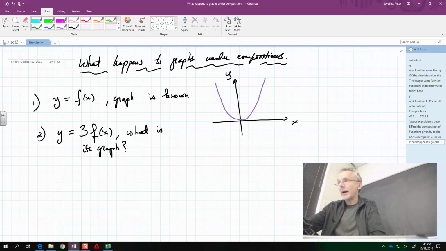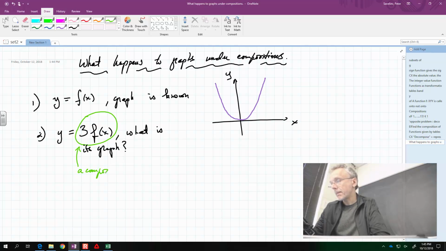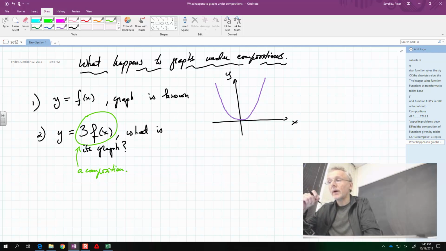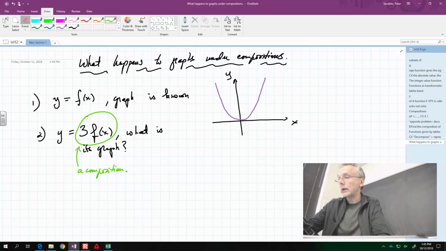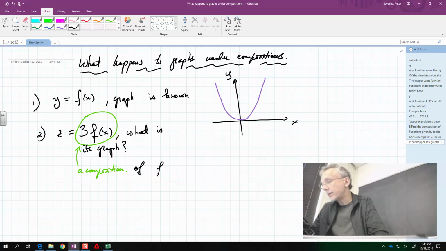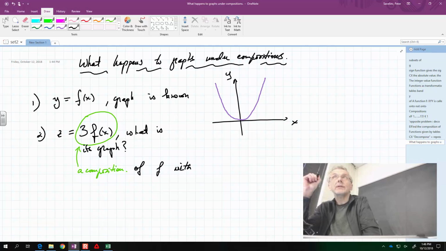You should think about this expression as a composition. A composition of your function f, which is unspecified at this time, and what else? Oh, actually, how about I put a z here? Composition of f with what? Not 3. If you say 3 is your function, then it is a constant function. So whatever comes out is 3.